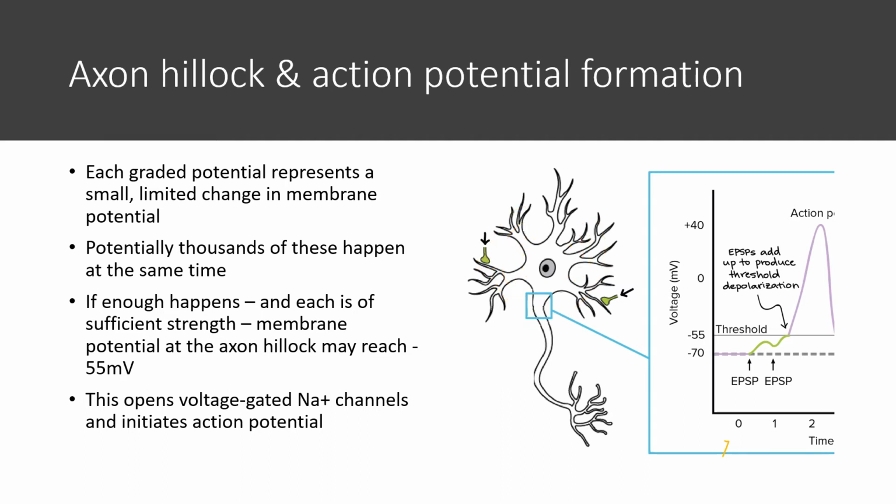If you've had so many of those little tiny graded depolarization events that the membrane voltage here at the axon hillock goes all the way from -70 to -55, those sodium channels will open, and your action potential, which is an all or nothing, unstoppable, non-lessening electrical signal, will be stimulated and the process will be started to shoot that electrical signal down the axon. The opening of those sodium-gated channels when the membrane voltage potential at the axon hillock reaches -55 millivolts is the initiation of an action potential.